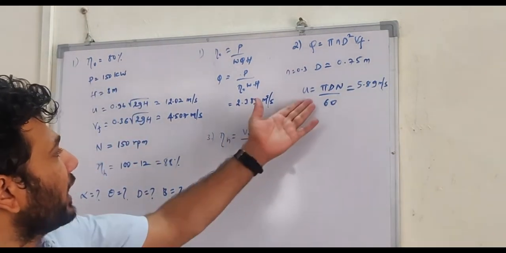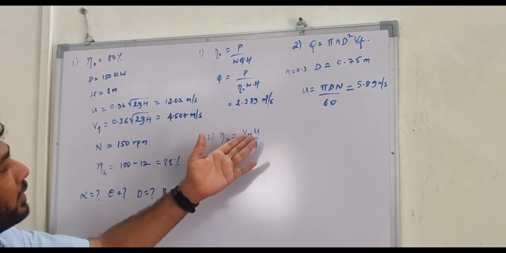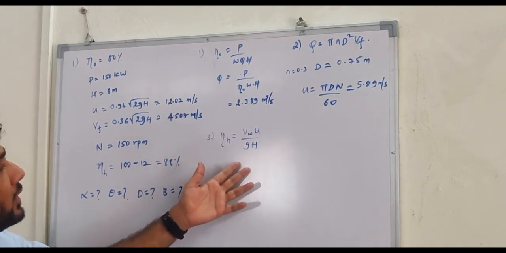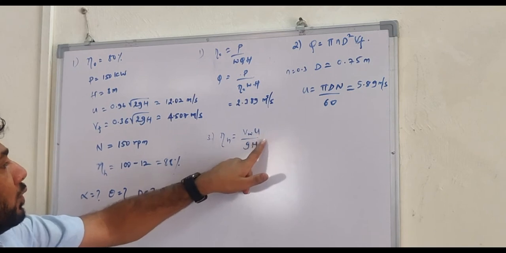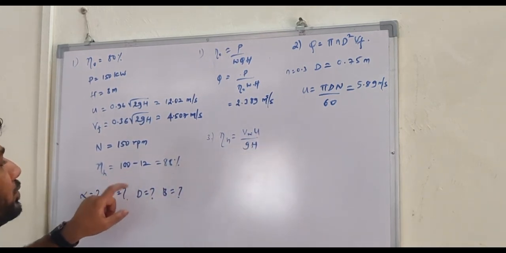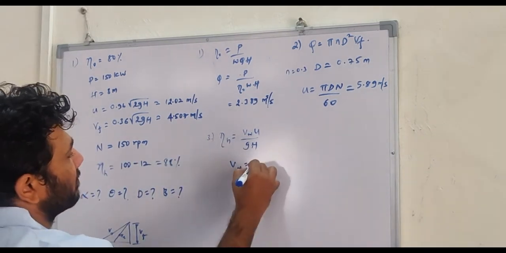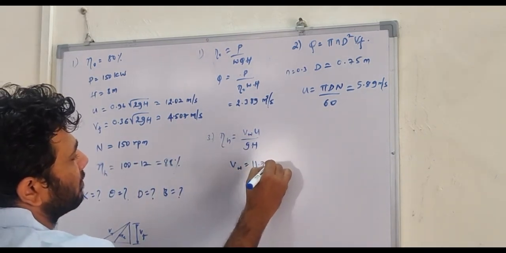Okay. So if you have calculated u, let us use this equation, which is hydraulic efficiency is equal to Vw into u divided by g into H. So we know how much is u value, we know H value, and the hydraulic efficiency is given to you. Okay. So let us calculate how much is Vw. 11.72.